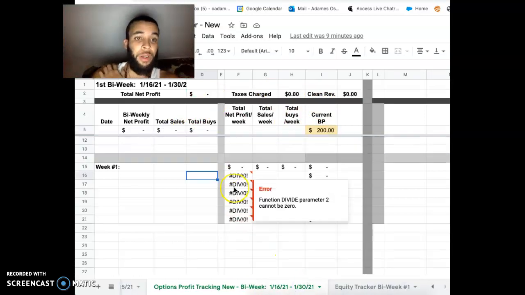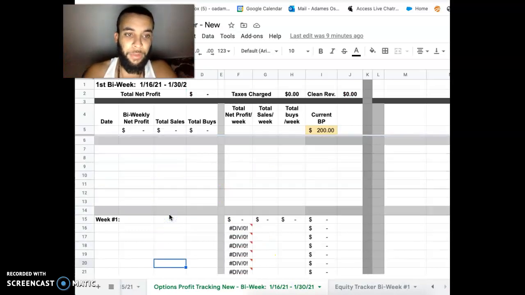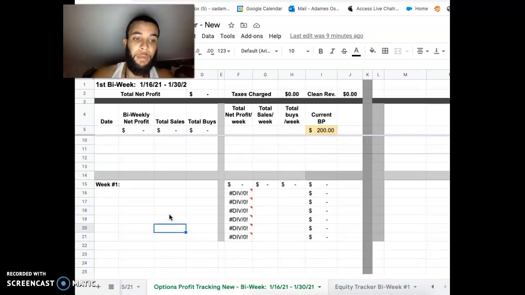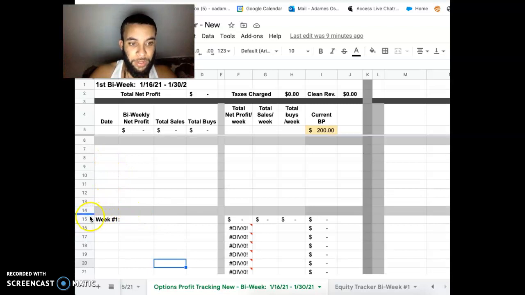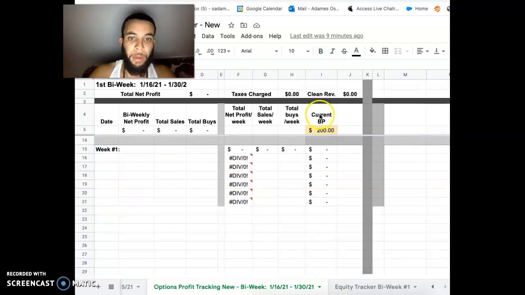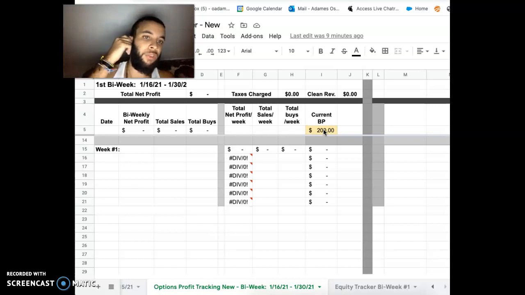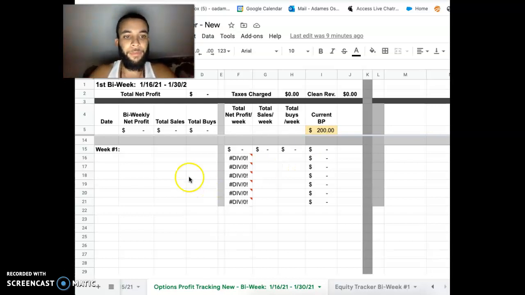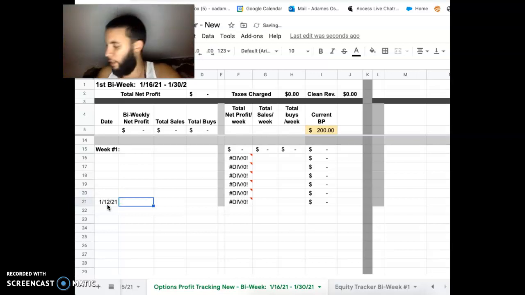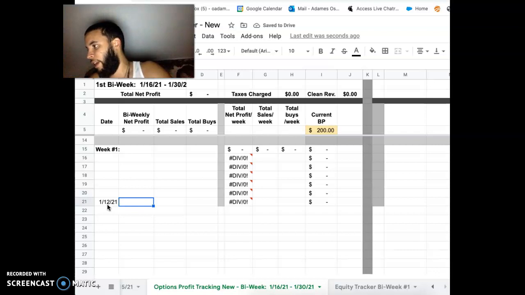So I want to show you guys what it looks like if I actually do a trade. Let's say, for example, here I will start my first week, and then I will copy and paste this into my second week up here. But let's start with the first week, right? My buying power is $200 because I'm using $200 at the start of the week. I don't really have that much capital to risk, so I'm trying to get consistent income with that. Let's say I put the date for tomorrow, 1/12/21.